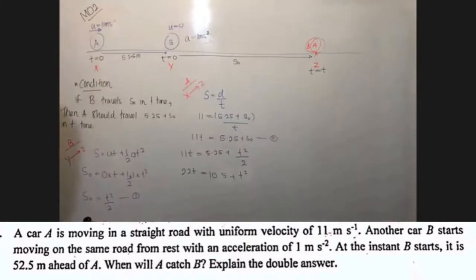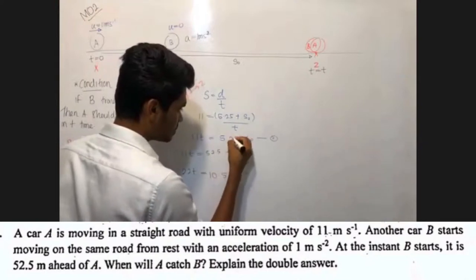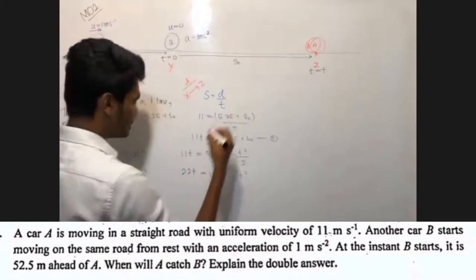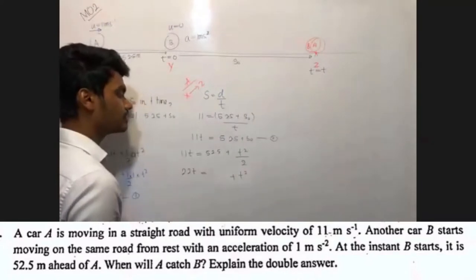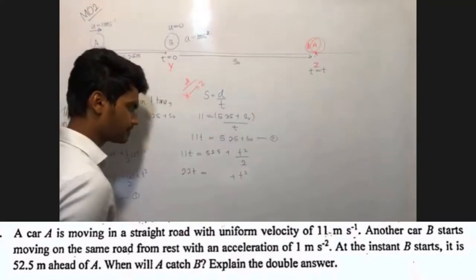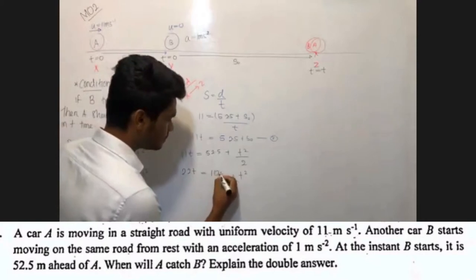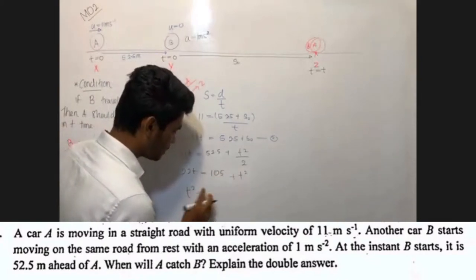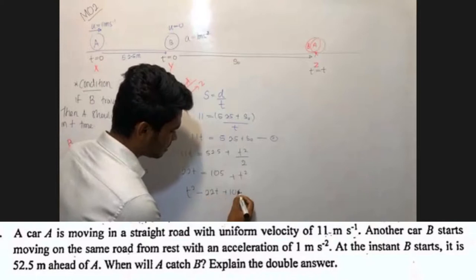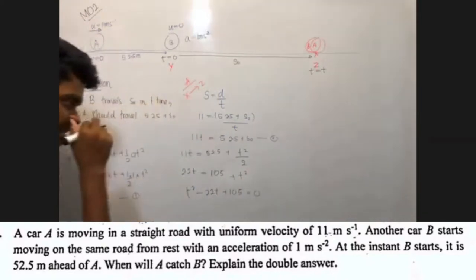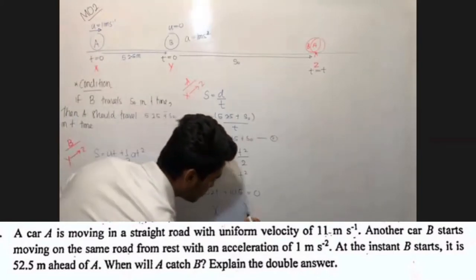52.5. Please, if I make any mistake, let me know. 52.5 multiplied by 2 is 105. So T squared minus 22T plus 105. This is the answer. So we will be having two answers, I guess. We'll see.